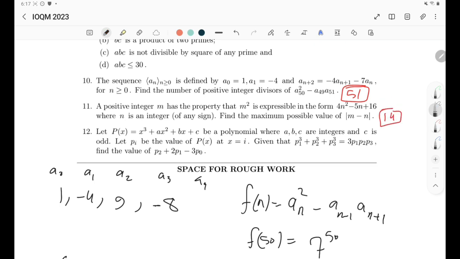Next question, we've got a cubic polynomial. A, B, C are integers, C is odd, and Pi is just P of i. They're giving us this nice identity: the sum of 3 cubes is 3 P1 P2 P3, and we need to find this thing. Okay, this seems very nice. You should know some factorization. You easily know that this can be factorized. So let's just do that.